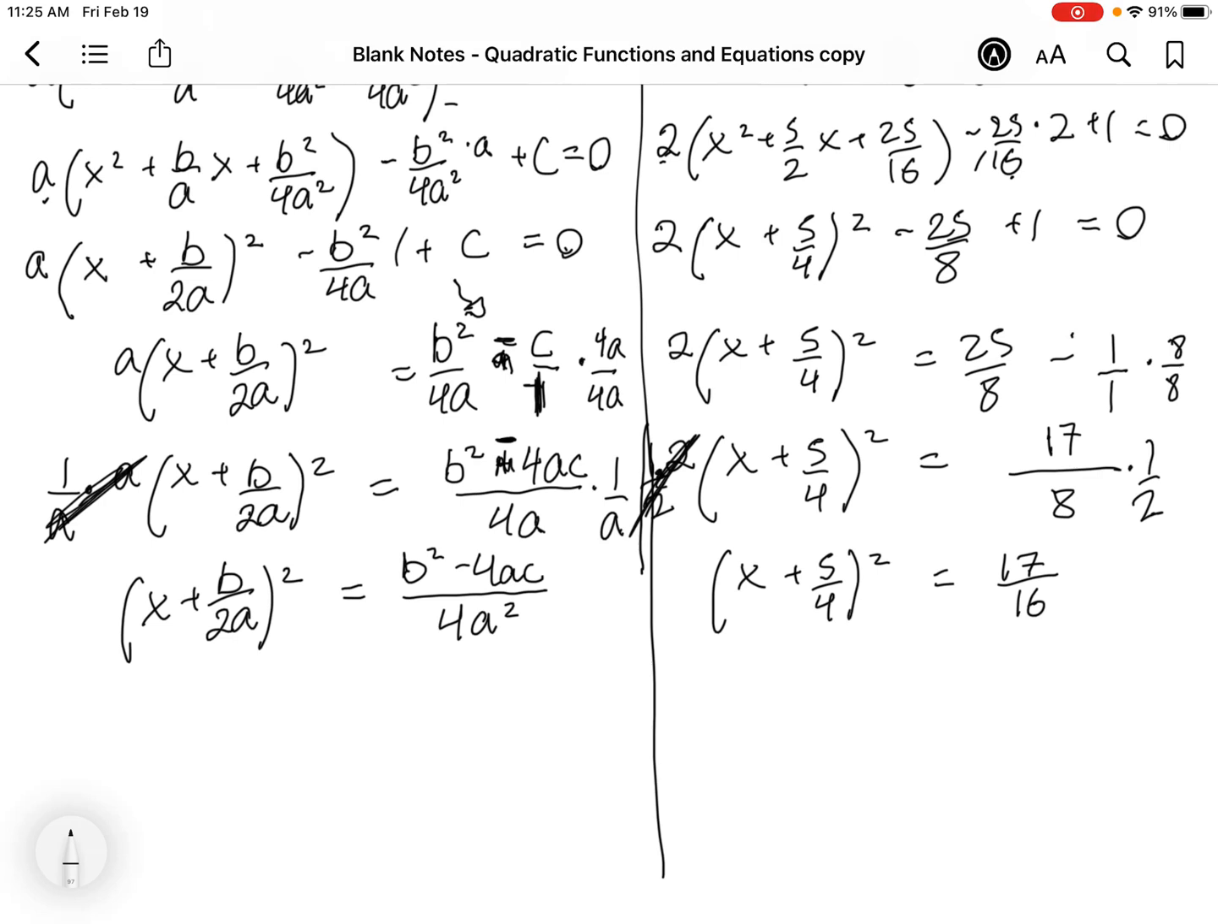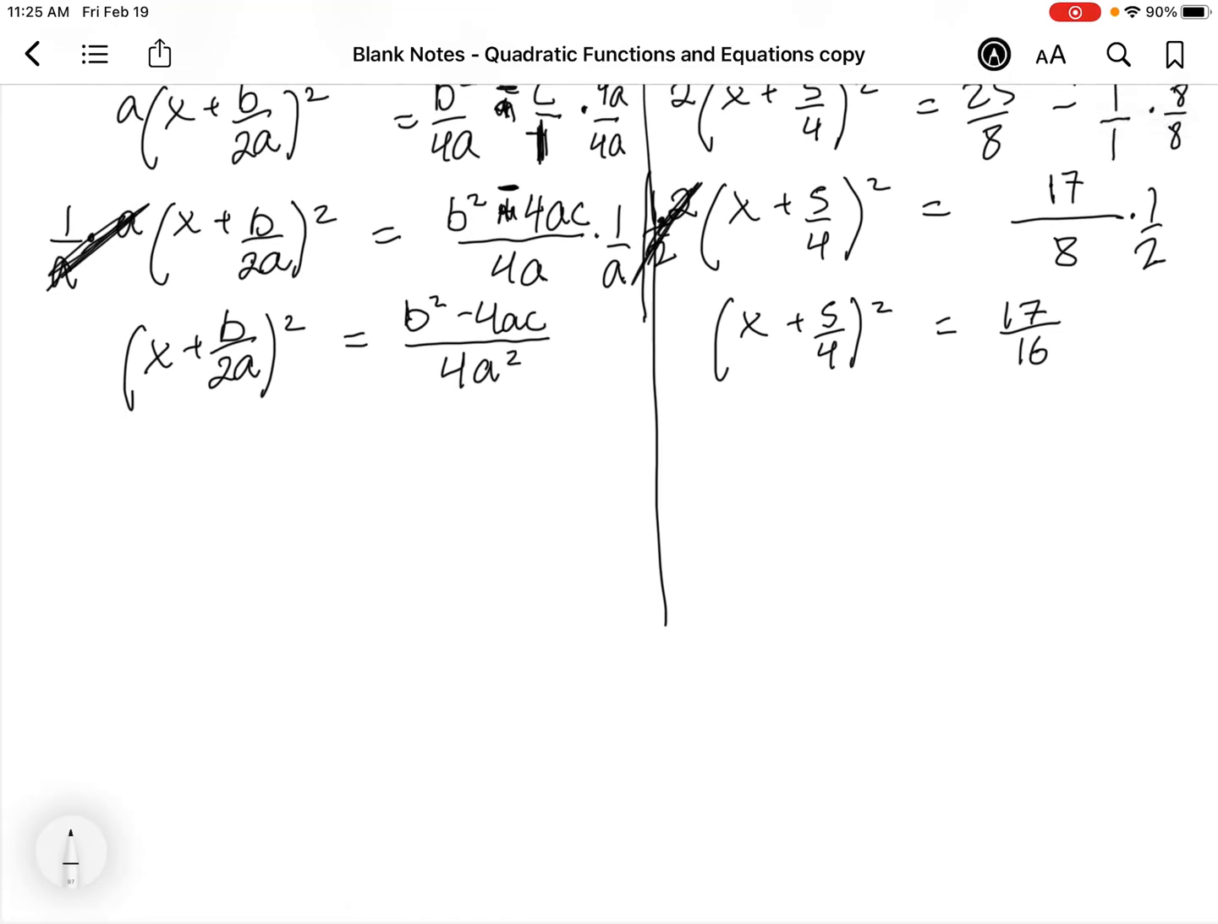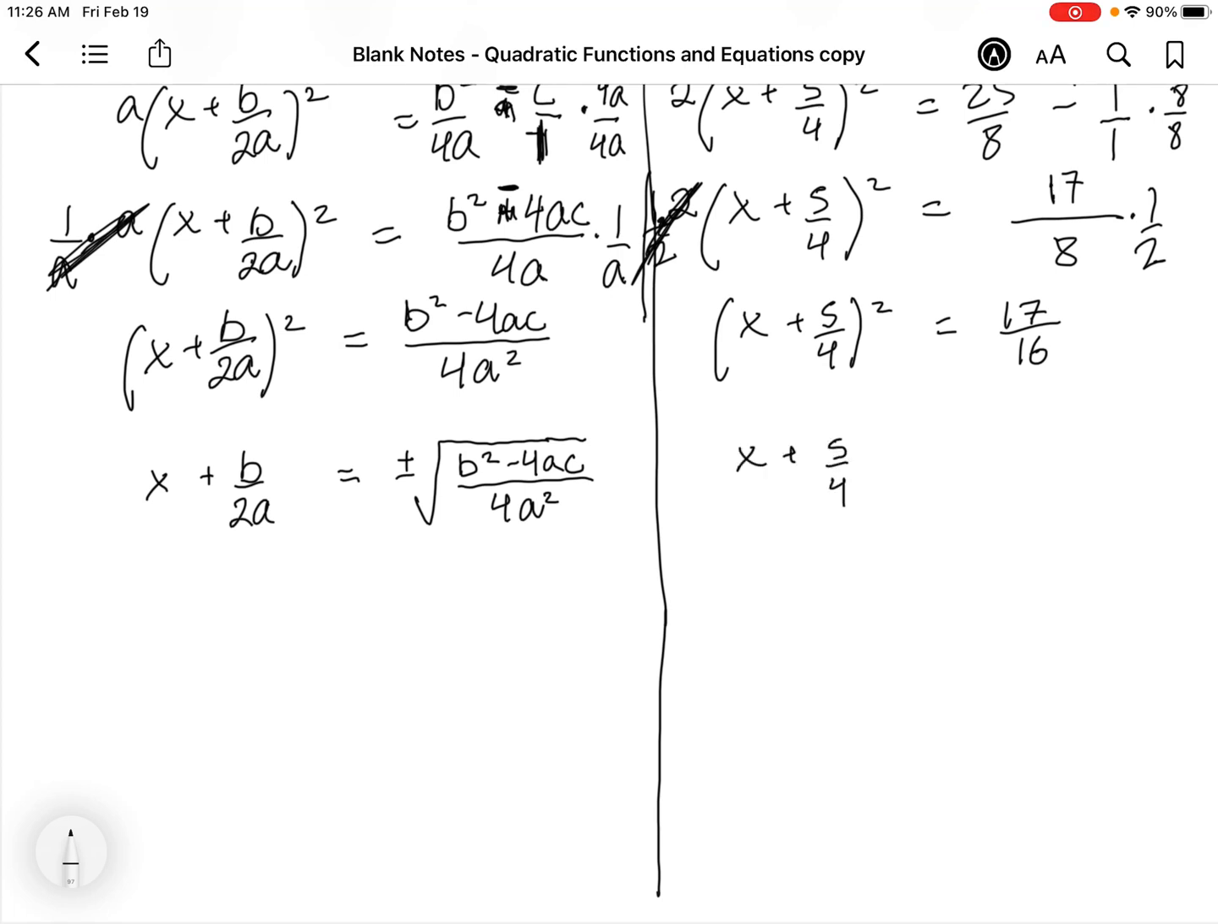Okay, now the next thing that I want to do is take the square root of both sides. On the left side, I'm going to have x plus b over 2a equals plus or minus the square root of b squared minus 4ac over 4a squared. And in this equation, I'm going to have x plus 5 over 4 equals plus or minus the square root of 17 over 16.